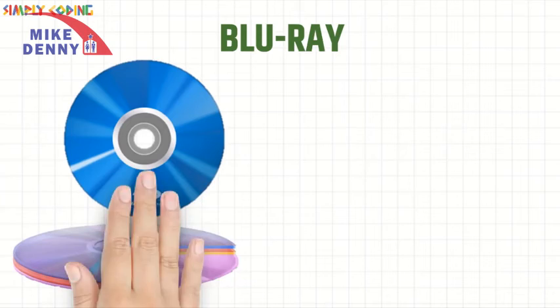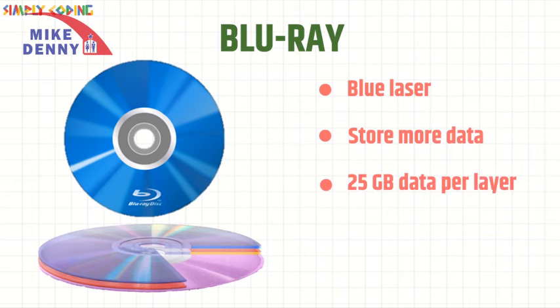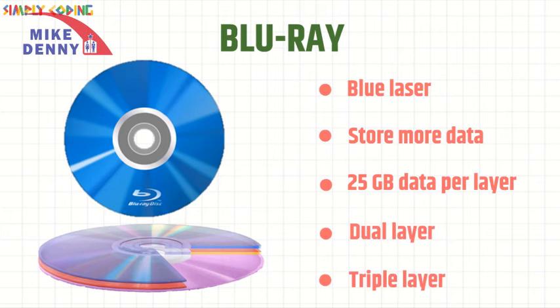Next is Blu-ray. The name comes from the blue laser, which reads from and writes to the disc rather than the red laser of DVD. This allows it to store more and it can hold 25 GB of data per layer. There are dual layer and triple layer discs which hold even more data.